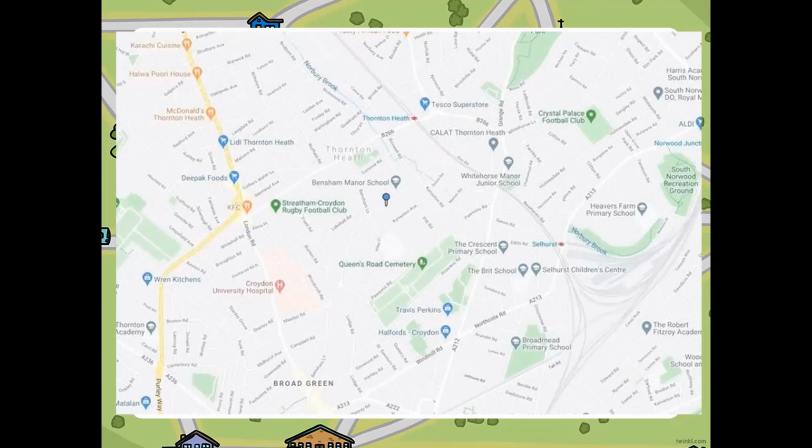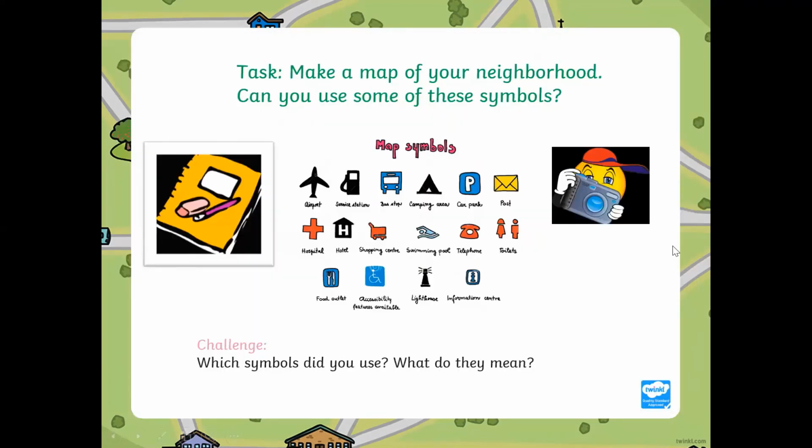Did you do that? Well done, year one, fantastic. Were you able to see any map symbols? Were you able to recognize any of them? Fantastic. Your task today is to make a map of your own neighborhood. Can you use some of these symbols on your screen?